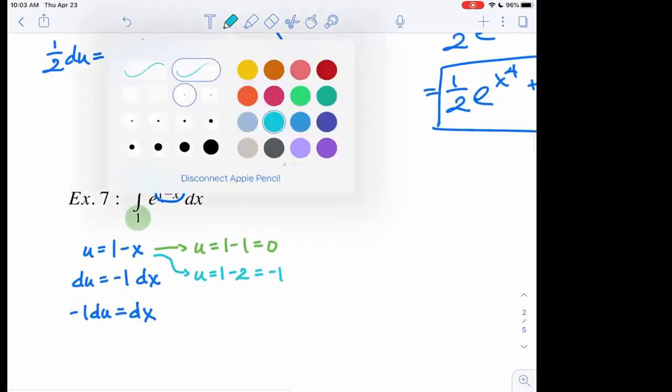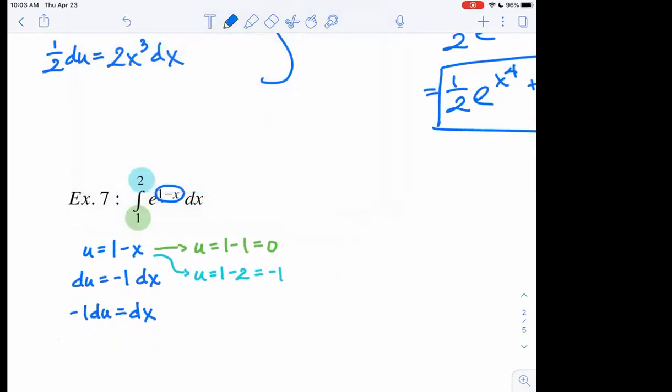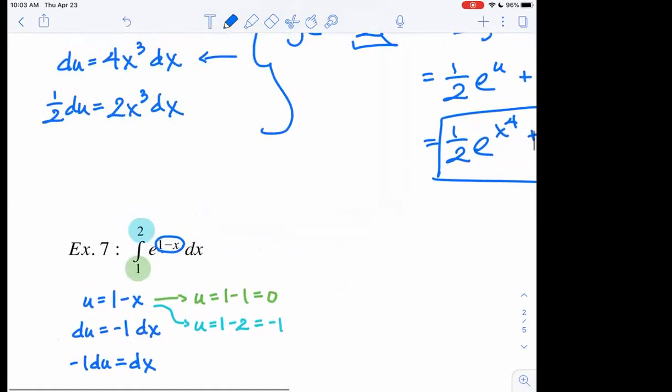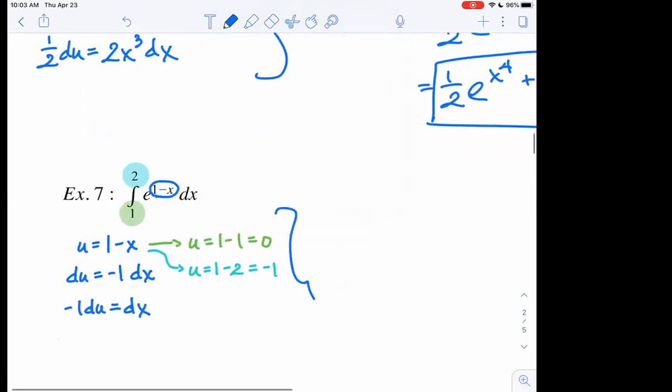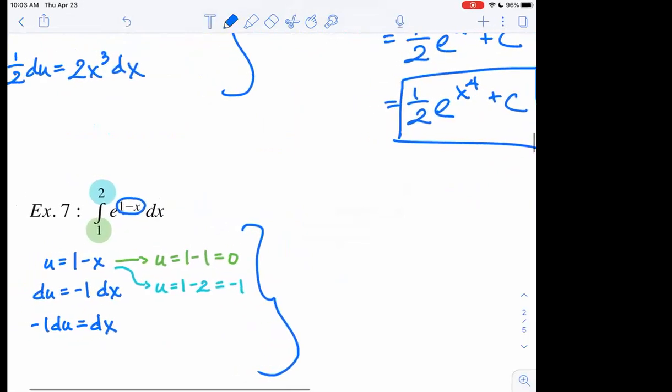All right, so now let's substitute everything in. All right, so I'm going to take this negative and I'm just going to move that to the outside right now, okay? Because I know it's a constant. I know it's going to get pulled out, so I'm just going to move it to the front right away. Then I have the integral from 0 to -1 of e to the u du.